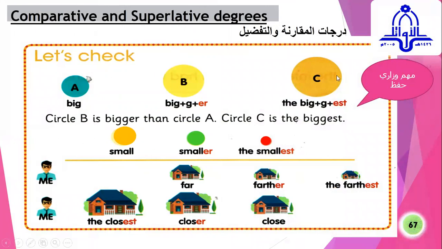إذا من خلال القاعدة اللي أمامي we learn big, bigger and the biggest. We have comparative and superlative. في حالة إذا كان الحرف الأخير صحيح وقبله علة هنضعف الحرف الأخير ونضيف ER في المقارنة or EST في التفضيل. We have small, smaller, the smallest, smaller, comparative, the smallest, superlative. Far, بعيد, farther, أبعد, the farthest, الأبعد. We have close, قريب, closer, أقرب, the closest, الأقرب.